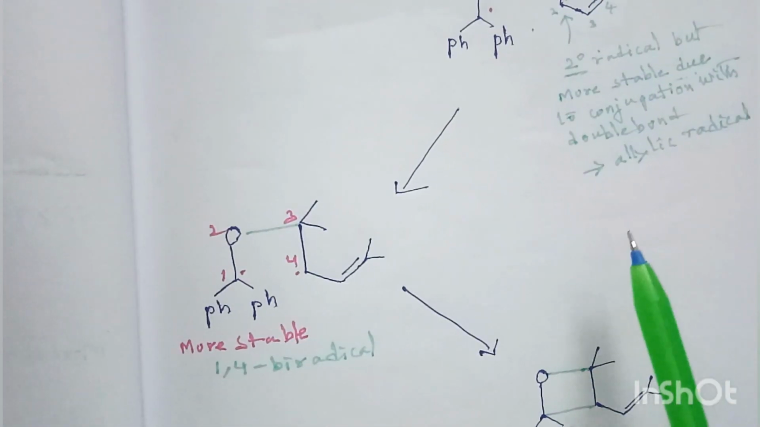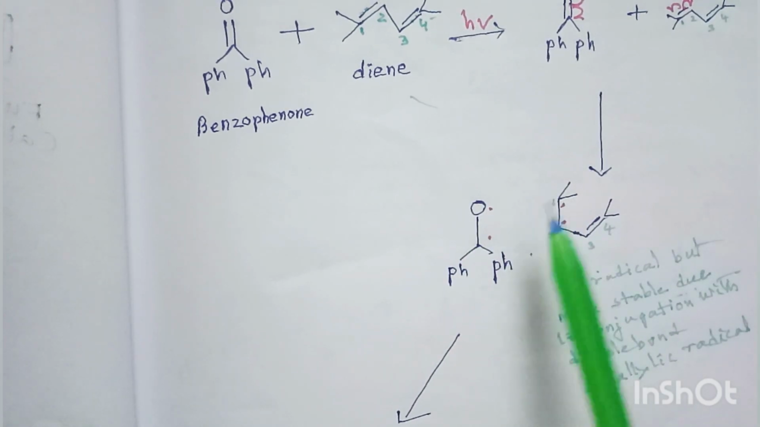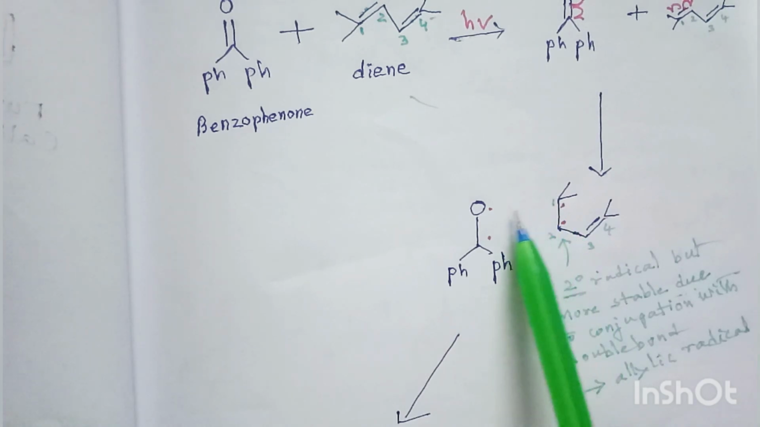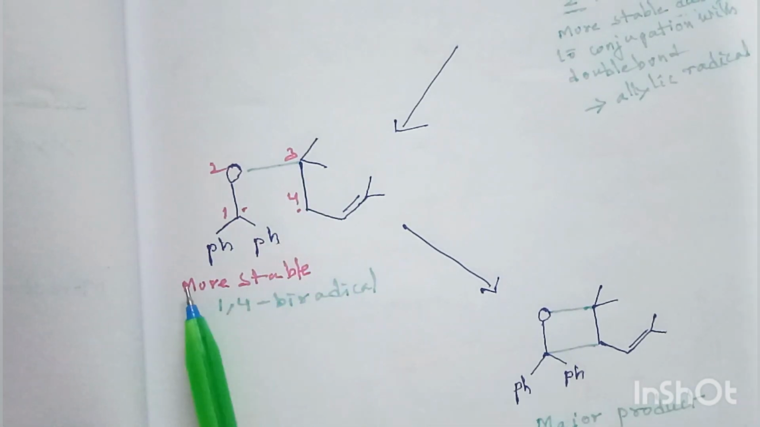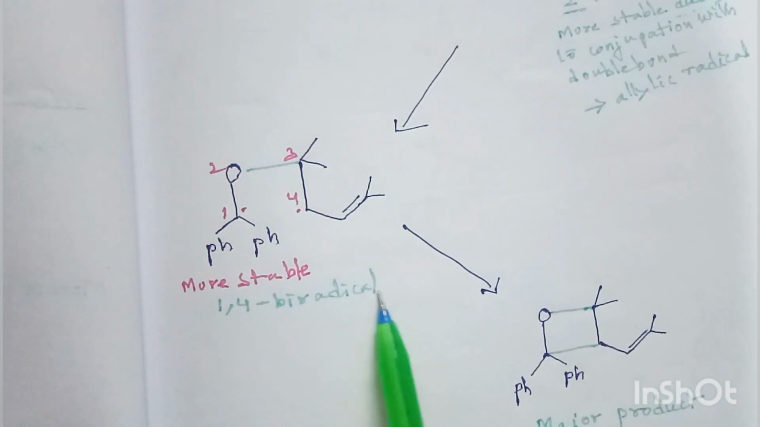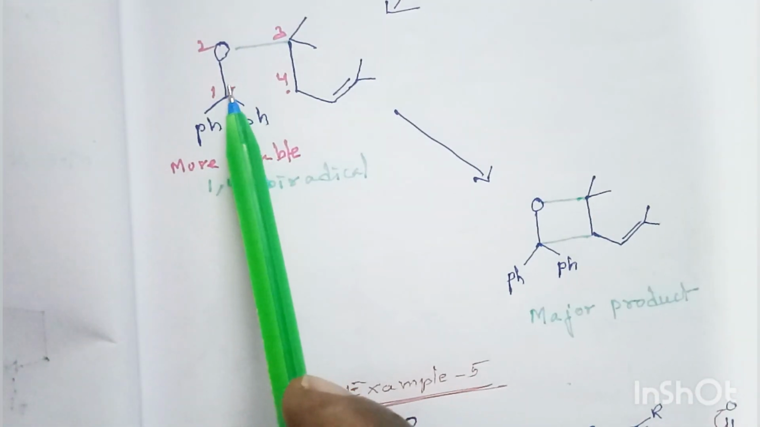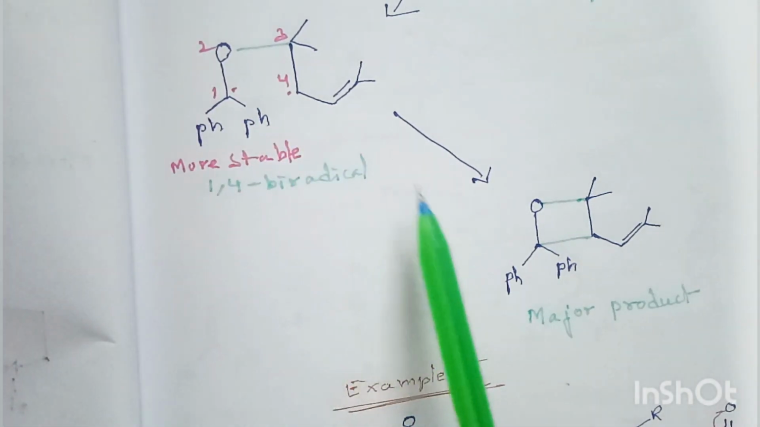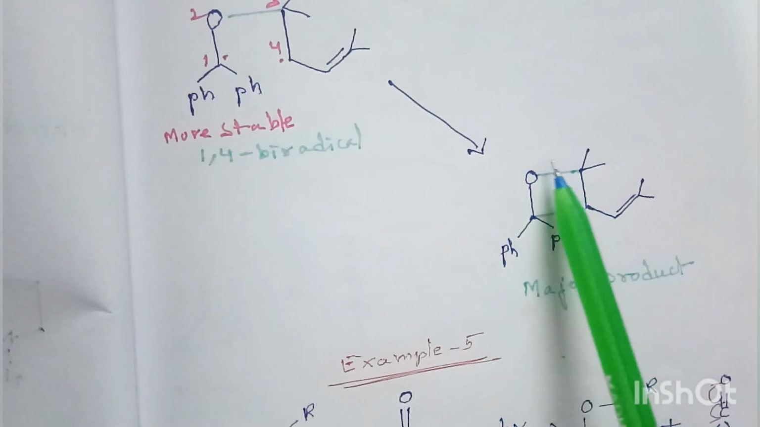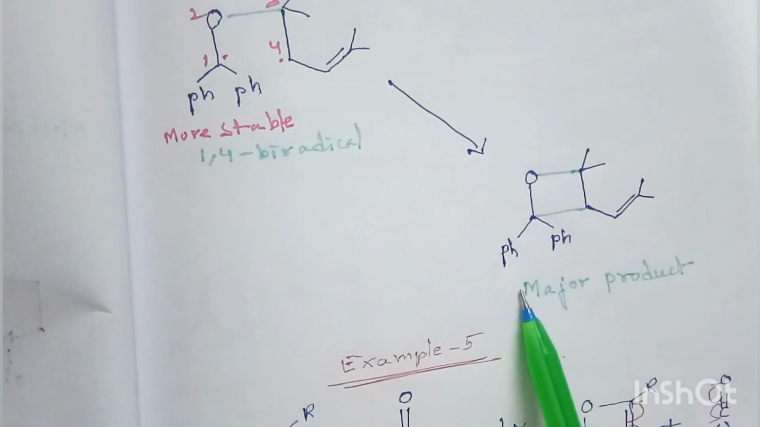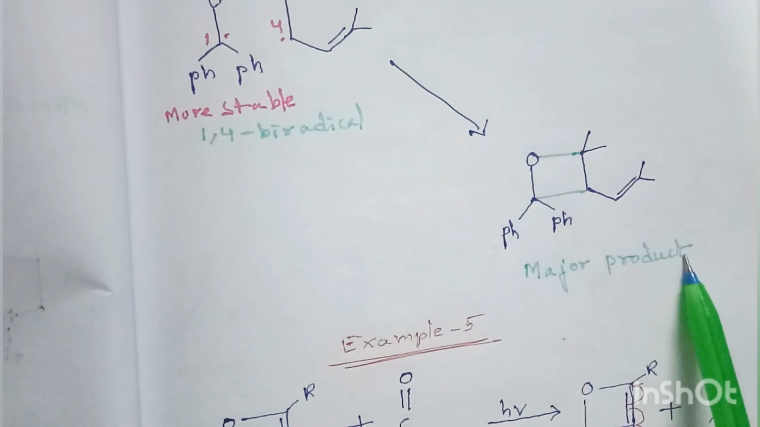So the less stable oxygen and the less stable radical on the carbon will join together to form a bond, and a more stable 1,4 biradical intermediate is formed. Now next, these two radicals will join together to form a bond, as a result of which we get an oxetane, substituted oxetane, which is major product.